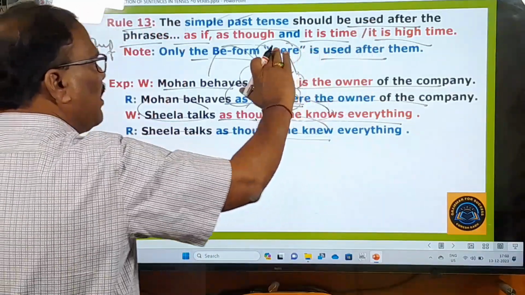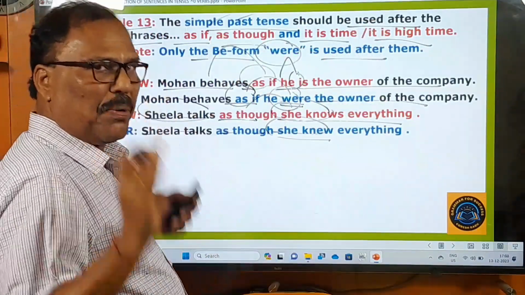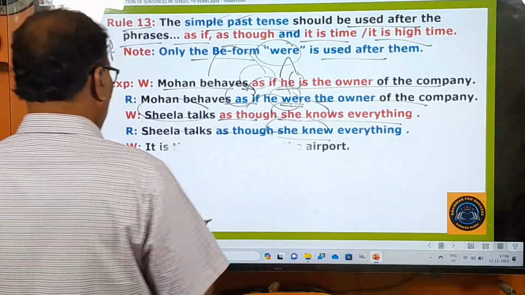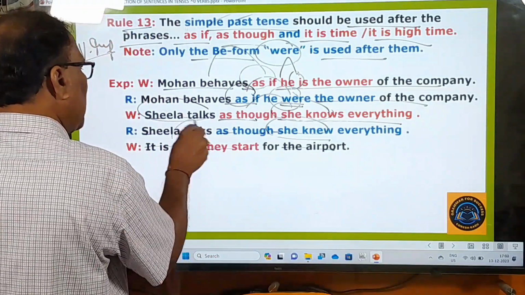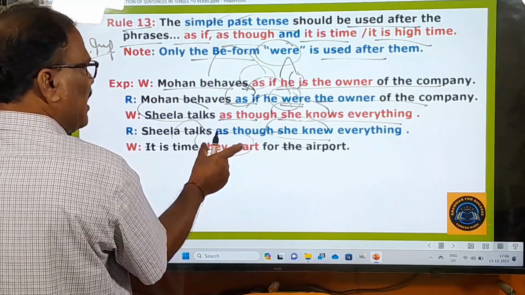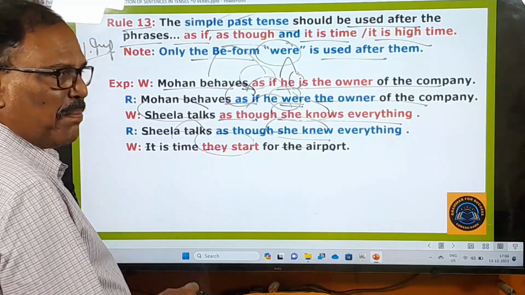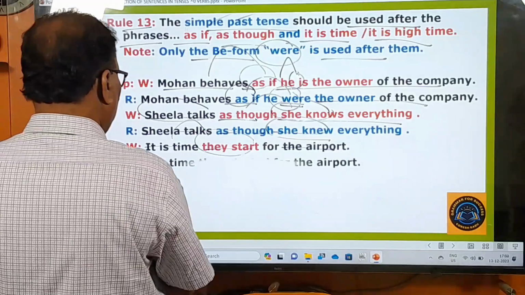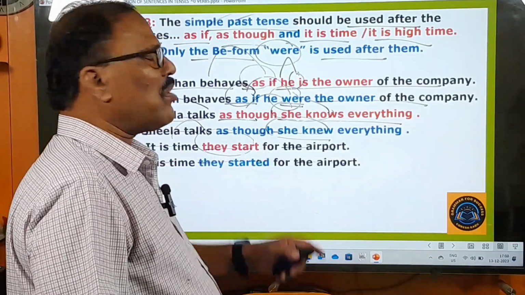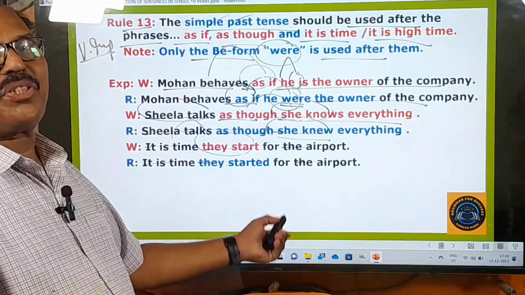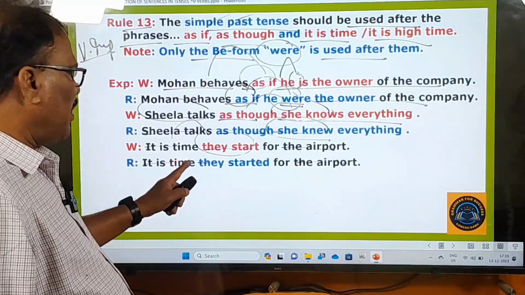And with it is time, it is high time, we should use only the simple past tense, right? For example, it is time they start for the airport. So after it is time, we should not use simple present tense. You should use only the simple past tense, right? It is time they started for the airport. That means by this time they should have started for the airport, but they have not started. That is the meaning of this sentence.